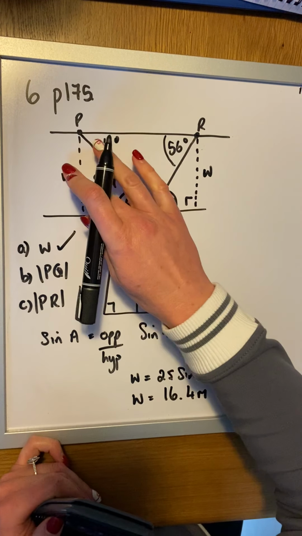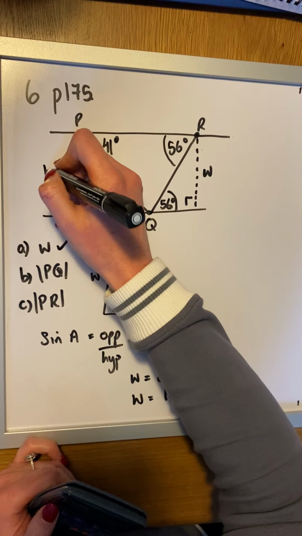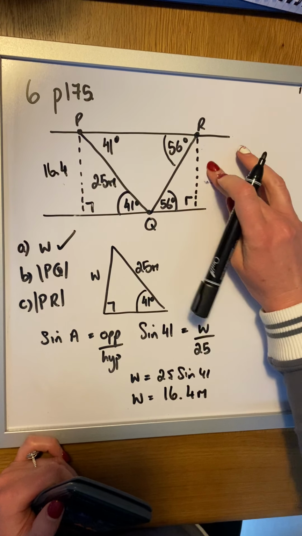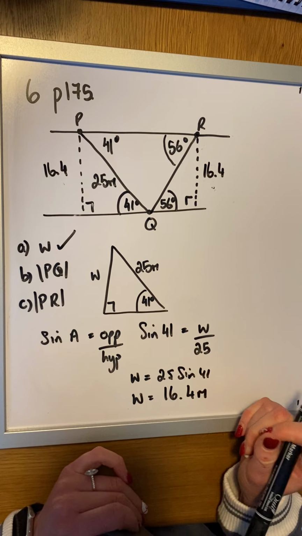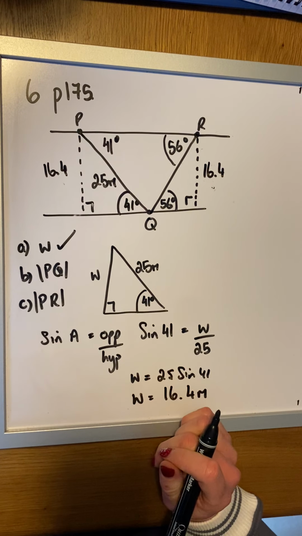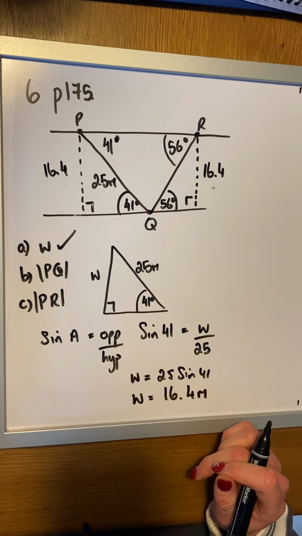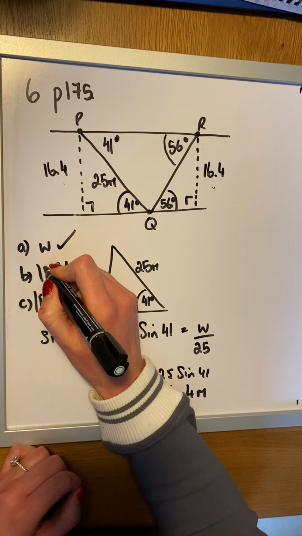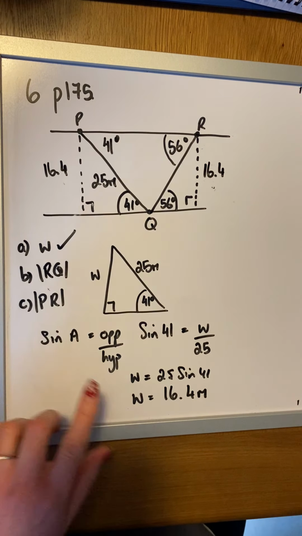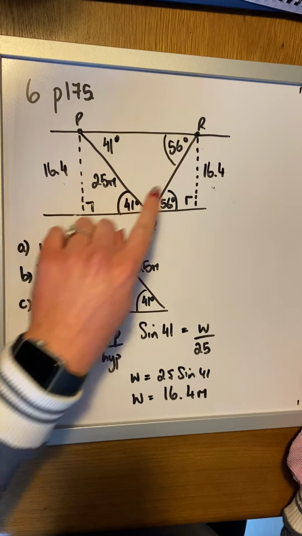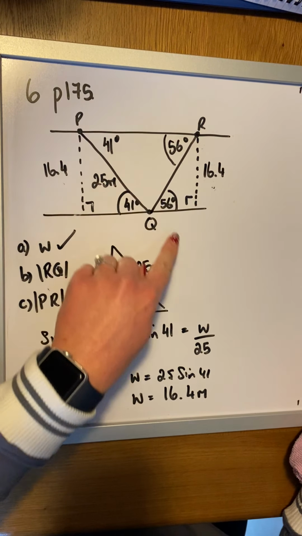So I'm going to put that into my diagram now, the fact that we have 16.4 here and 16.4 here. It's always good to update diagrams as we go. The next distance we're looking for is, sorry, that should be RQ there, not PQ, R to Q. So we're looking for this distance. Now, there's no good in looking at this triangle here. We have to focus on this triangle.